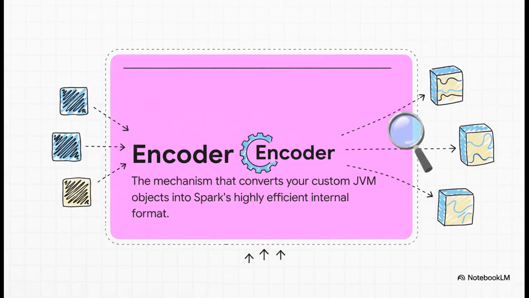Now, you might be wondering, how does Spark pull this off? Well, the magic behind the curtain is something called an encoder. You can think of it as this incredibly smart translator. It takes your custom Scala objects and converts them into Spark's super efficient internal format, all automatically. You get the safety without sacrificing speed.